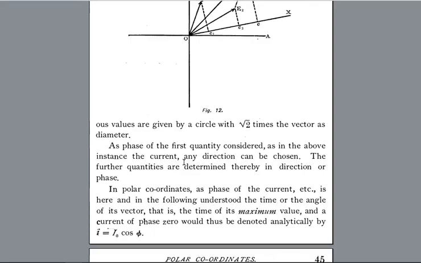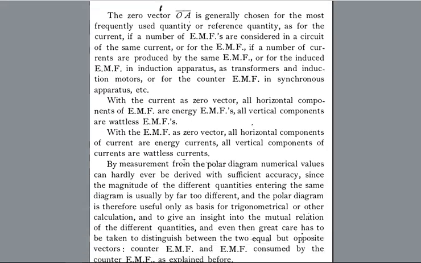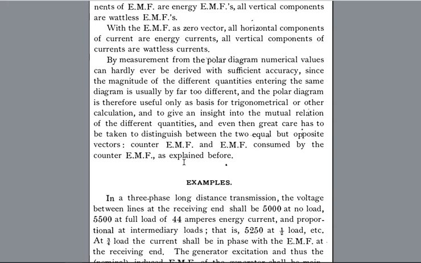By measurement from the polar diagram, numerical values can hardly ever be derived with sufficient accuracy, since the magnitude of the different quantities entering the same diagram is usually by far too different, and the polar diagram is therefore useful only as basis for trigonometrical or other calculation, and to give an insight into the mutual relation of the different quantities. And even then, great care has to be taken to distinguish between the two equal but opposite vectors: counter-electromotive force and electromotive force consumed by the counter-electromotive force, as explained before.